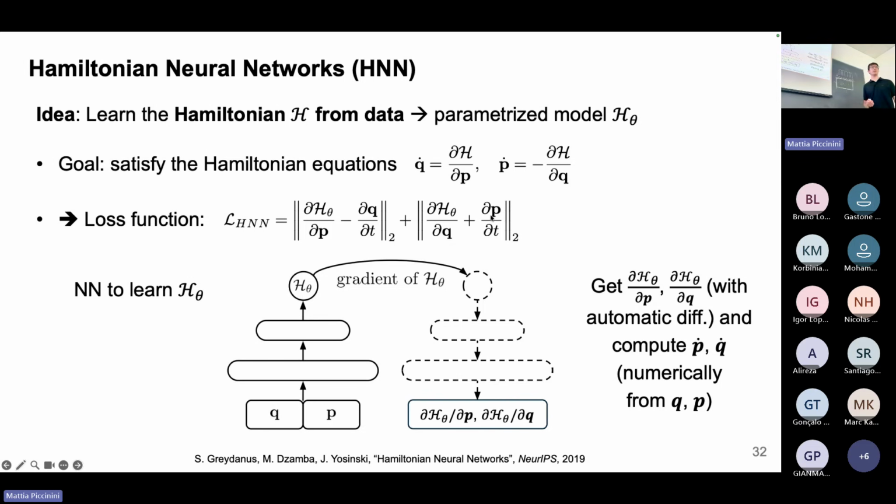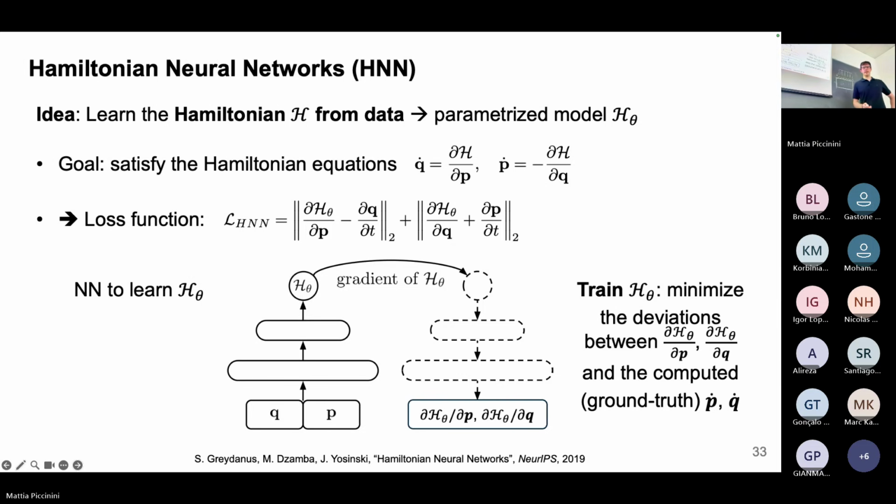So typically in the data set, we have Q and P. So we can compute Q dot and P dot numerically with numerical derivatives. Or if you have it analytically, you can compute it analytically, your choice. But then we have the loss function in this way. So the loss function satisfies the Hamiltonian equations. And in the training, we want to minimize the deviations of the dH/dP and the dH/dQ with respect to Q dot and P dot.